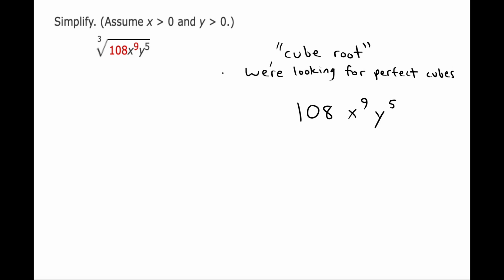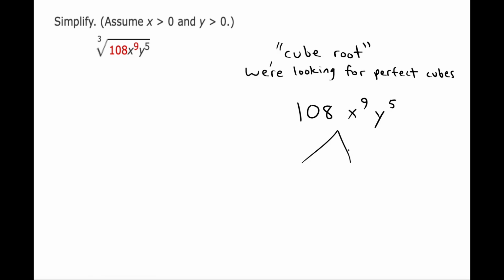We're asked to take a cube root of the expression 108x to the 9th y to the 5th. The 3 in the crevice of the root means that this is going to be a cube root instead of a square root. And I'm going to make a tree for the expression. I want to see what perfect cubes may be inside this 108x to the 9th y to the 5th. So here we're looking for perfect cubes.